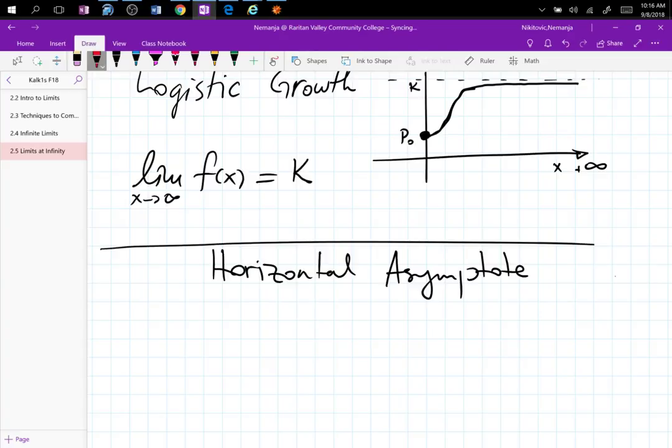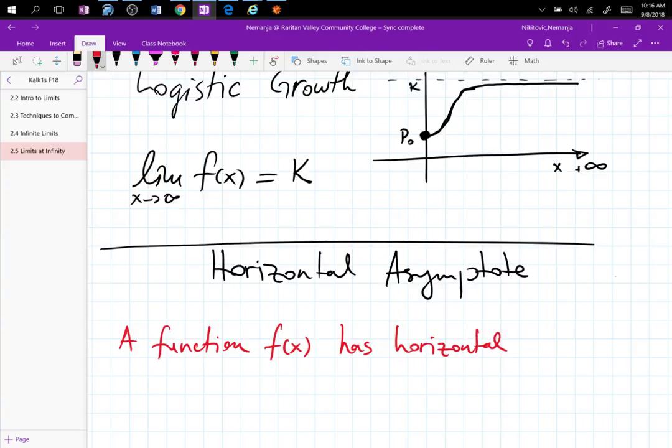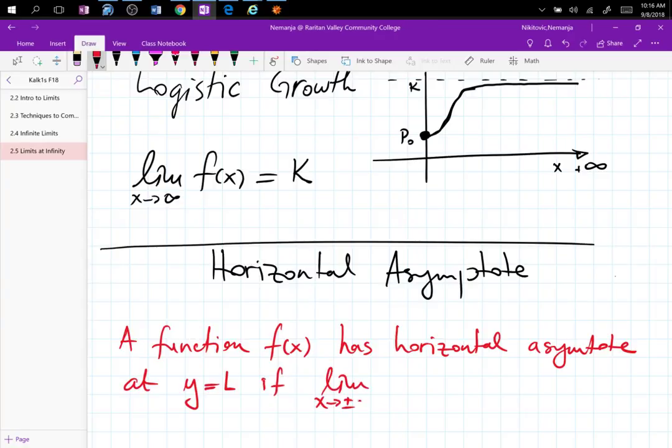For horizontal asymptote, we are going to write the red stuff again, which is the stuff you learn. A function f of x has a horizontal asymptote at y equals L if the limit as x goes to positive or negative infinity of f of x is equal to that L.